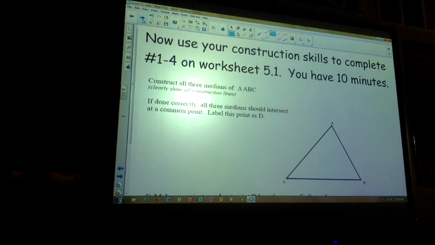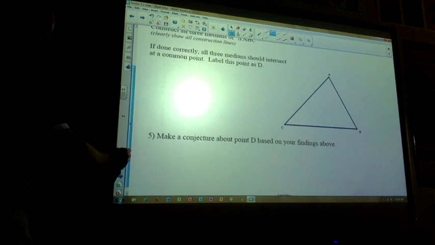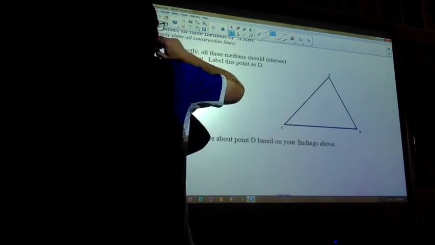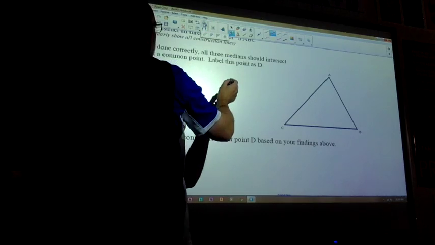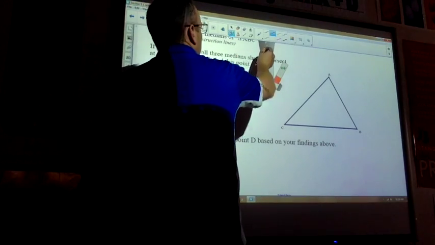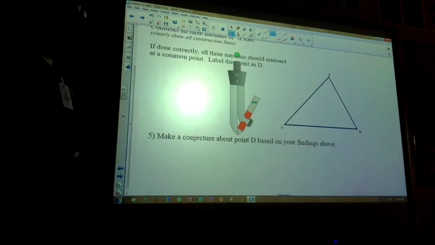Okay, so we're going to do this construction, but I'm going to work through it with you all. So, if done correctly, all three medians should intersect. So if you have your compasses, awesome. Okay? So, let's talk about how we might find the middle of a segment using a compass. And measuring is not the term I'm going to be looking for.